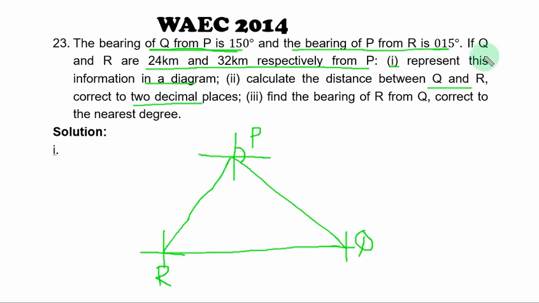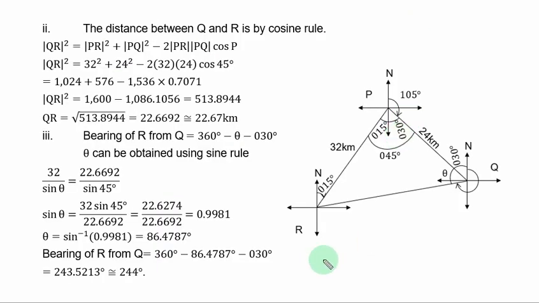So this point is P, this point is Q, and this point is R. The question says that between Q and P, the distance is 24 kilometers. So you have Q and P. Here is 24 kilometers. Then between R and P, it is 32 kilometers. So here is 32 kilometers. So you have this sketch. This sketch represents the information. So you have the diagram where labeled.